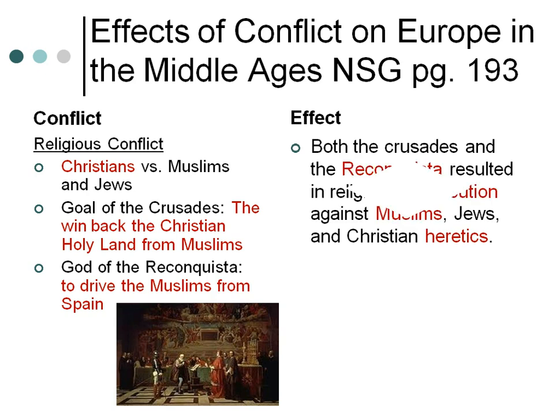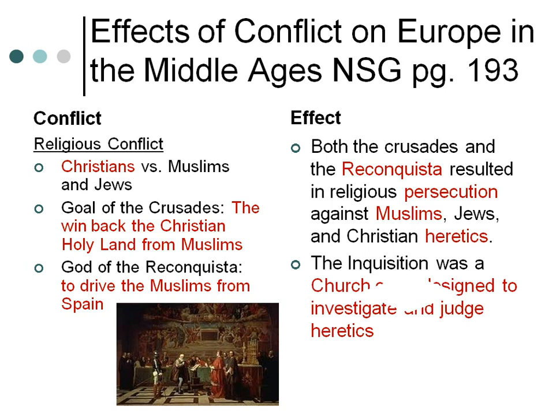The effect of this was both the Crusades and the Reconquista resulted in religious persecution against Muslims, Jews, and Christian heretics. Heretics being those that disagreed with the interpretation of the Bible or the teachings of the Roman Catholic Church, not necessarily were Christian themselves. And the Inquisition was a church court designed to investigate and judge heretics, and many were put to death, tortured, expelled from different parts of Europe because of the Inquisition.